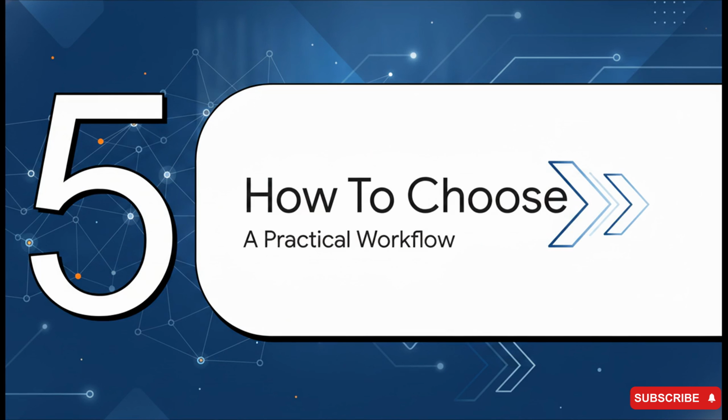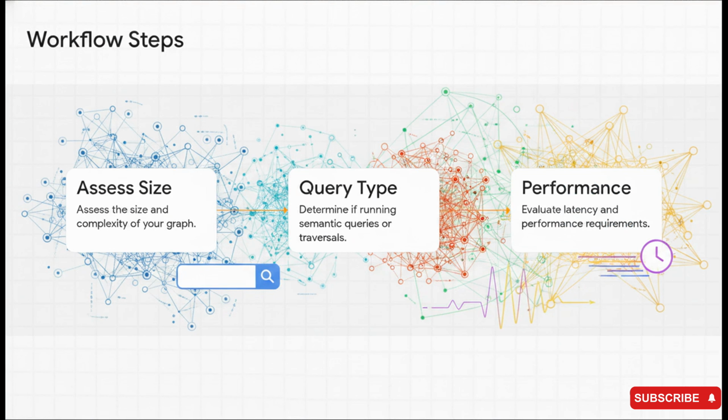Let's hit Section 5, How to Choose and Use, a practical workflow. When you're actually sitting down to build your AI's brain, you need a systematic approach. Step 1, assess the sheer size and complexity of your graph. Step 2, figure out your query type. Are you basically running natural language semantic queries? You need vectors. Are you doing deep relationship traversals? You demand a graph. And step 3, carefully evaluate the specific latency and performance requirements of your app.